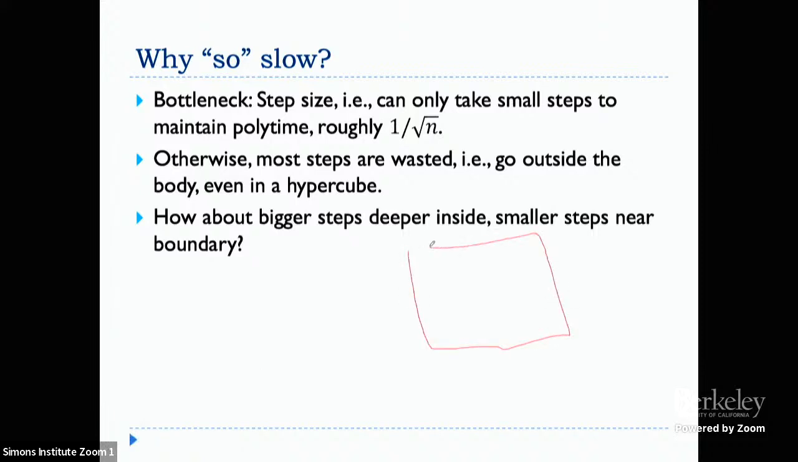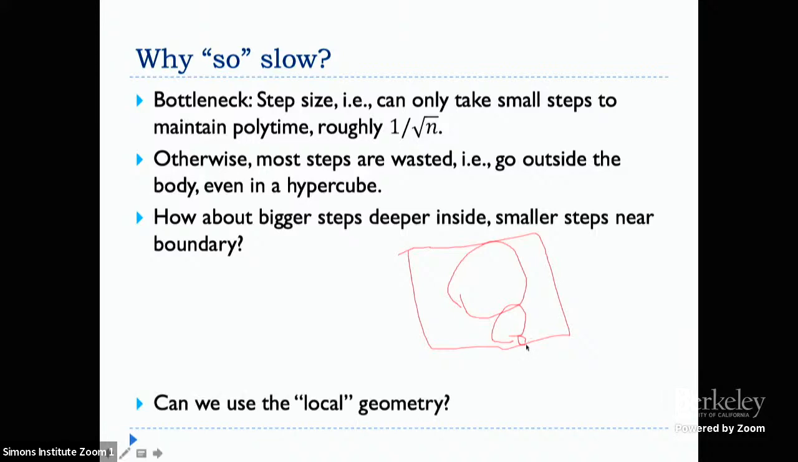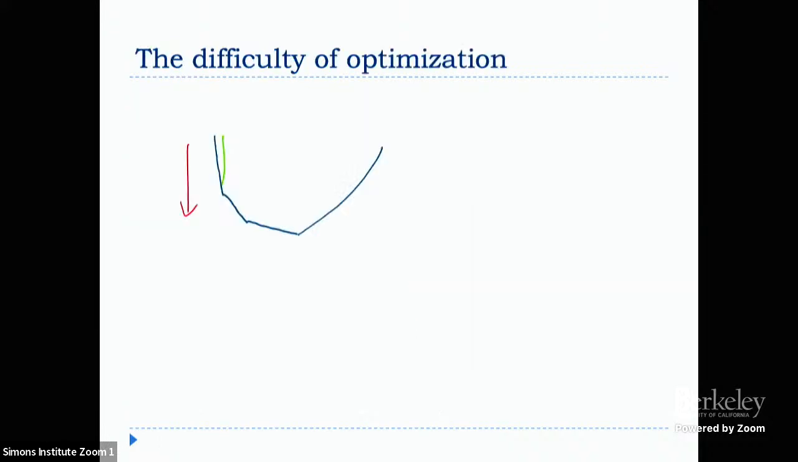You will remember this, like it or not. So in the middle, oh, great, big step. Then you come here, you take a smaller step. And then you come here and you take a smaller step. What's going to happen to the distribution? It'll just stick to the boundary. Okay, you don't get what you want. So can we use the local geometry in a more meaningful way? And this question will come up in both problems.